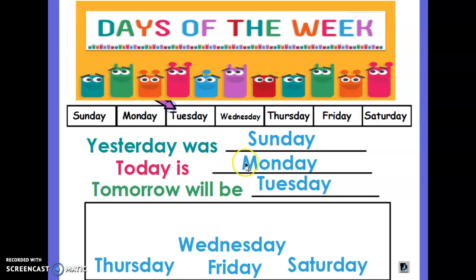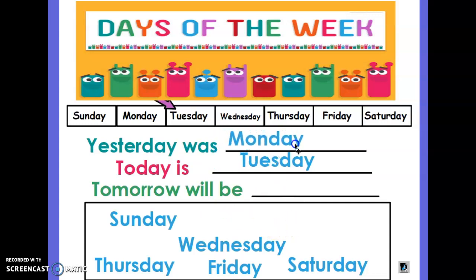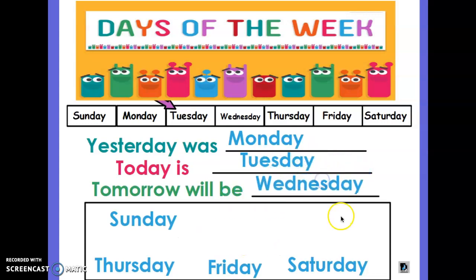Today is now Tuesday. So let's clear these off. So we know today is Tuesday. That means yesterday was Monday, and tomorrow will be Wednesday. You got it.